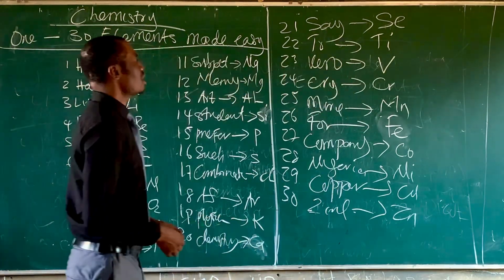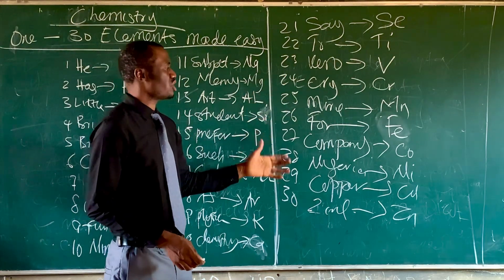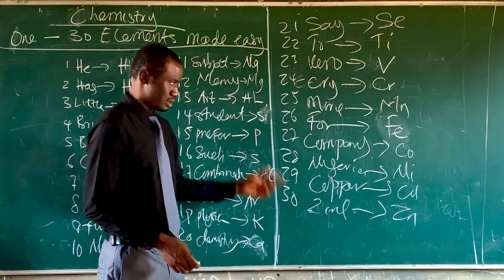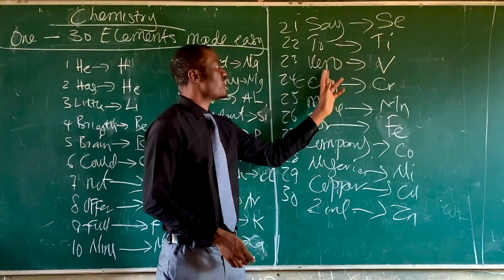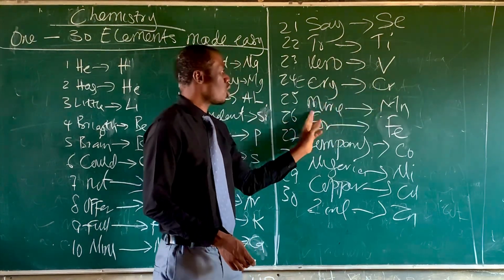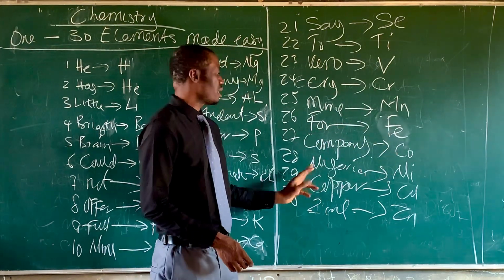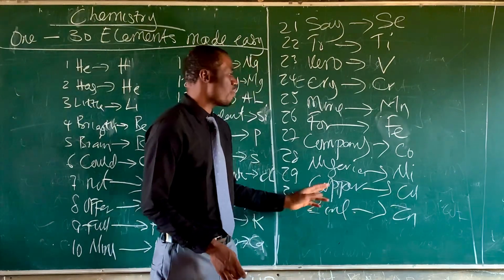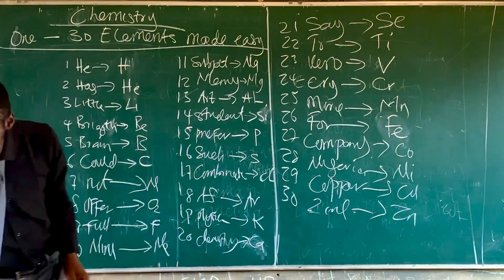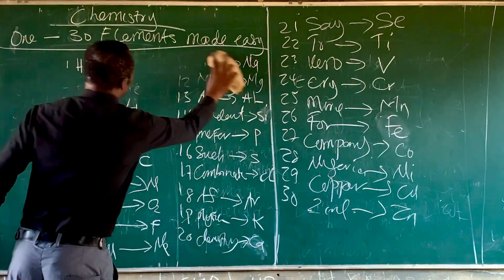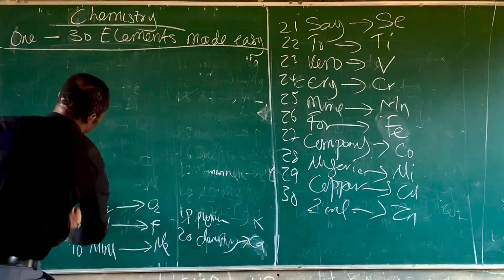Alright. Now, you use an acronym: Say to Very, cry more for company Nigeria, copper and zinc. Say is cadmium, 2 is titanium, Very is vanadium, cry is chromium, more is manganese, 4 is iron, company is cobalt, Nigeria is nickel, copper, zinc. Now, this is what you use to remember the first 30 elements. Now, we are going to teach you a little thing.